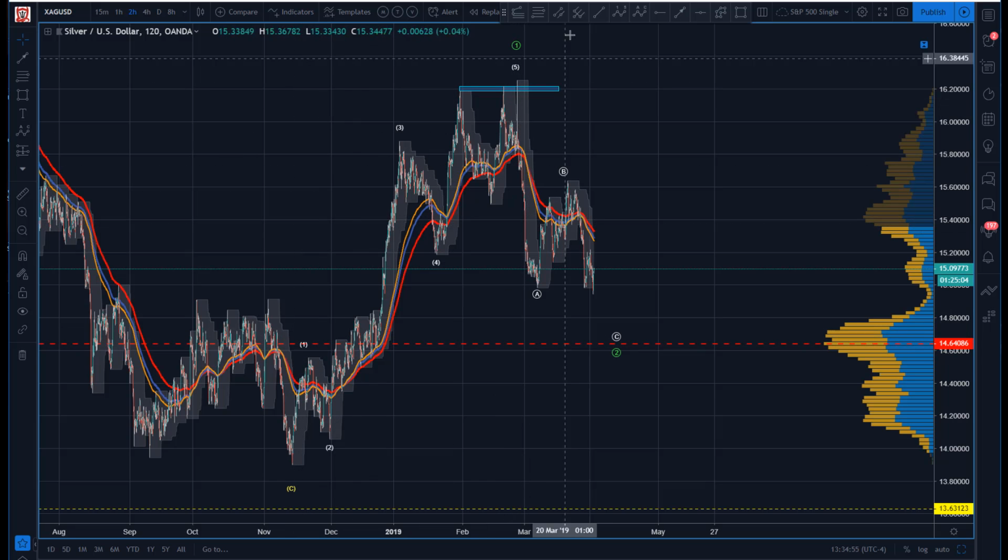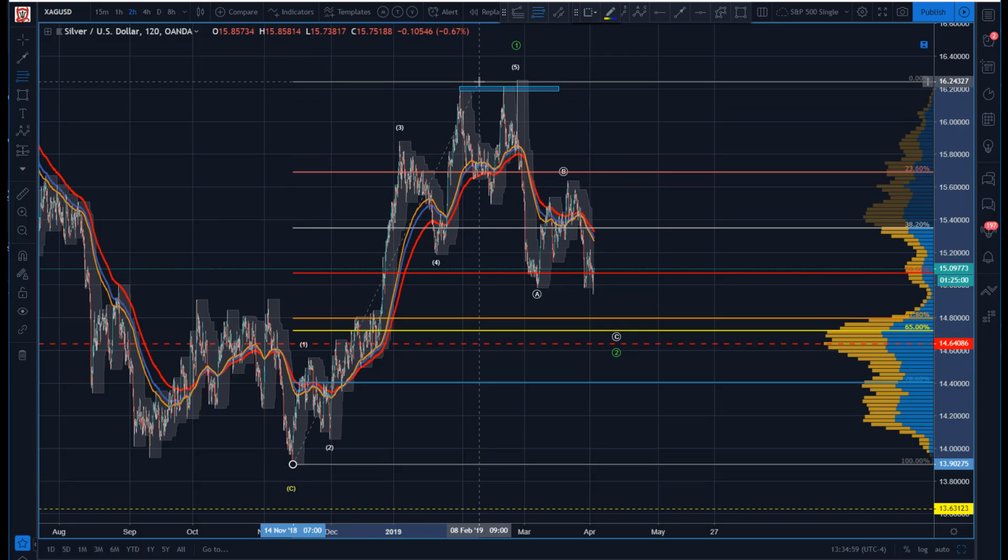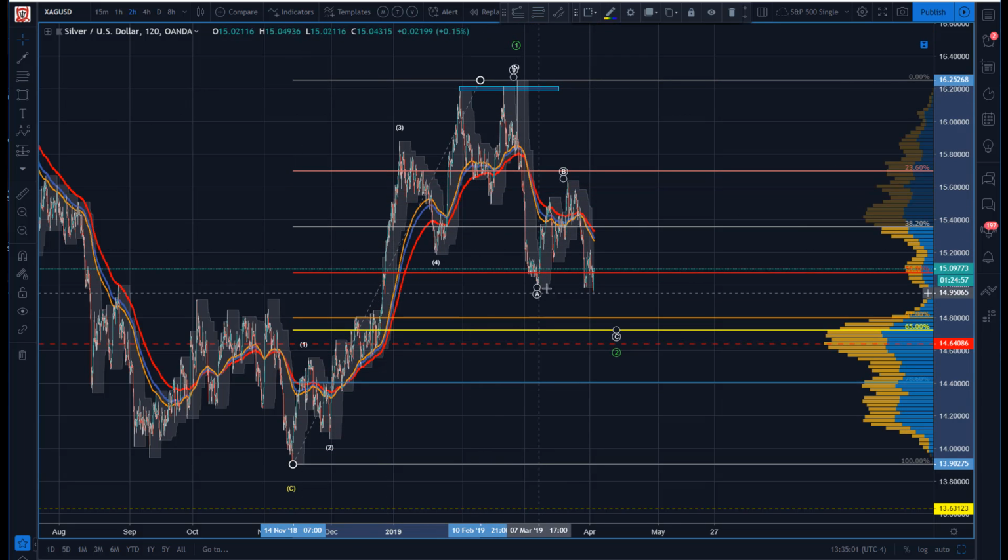Down they go. So where do we go? So from the low to that pivot. All right, so here's our 50.